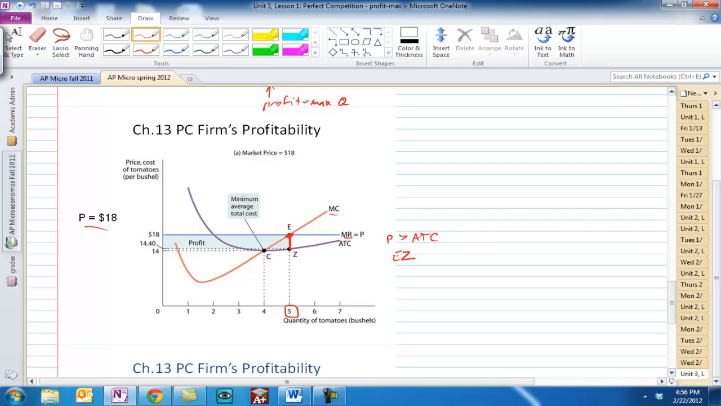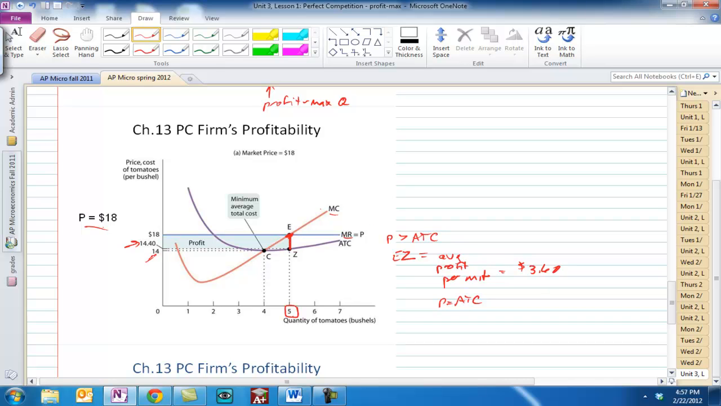EZ, not sure if that's coincidence or not, the way the textbook set it up, here is equal to the average profit per unit, which is 18 minus 14.40, which is equal to 3.60. Again, the average profit per unit we can find as price minus average total cost. Price is 18, average total cost of producing 5 units is 14.40. Once again, we're not producing at the minimum average total cost. That's not our most profitable point in this scenario.